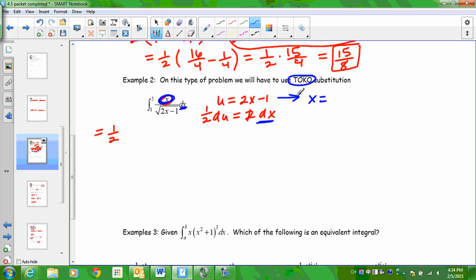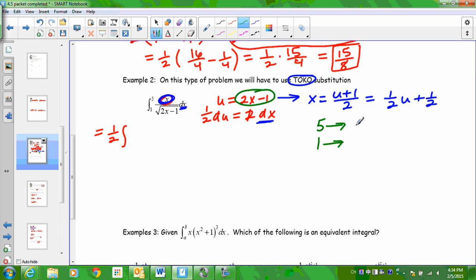So I would add 1 and divide by 2, so one way we could write our x is like this. Probably a slightly better, maybe easier way to deal with x is like that. Okay, so we also need to change our bounds. Okay, so the 5 and the 1 are going to filter through the same thing. So 2 times 5 minus 1, that's 9, so my upper bound is 9. 2 times 1 minus 1 is 1, so my lower bound actually didn't change at all in that one.